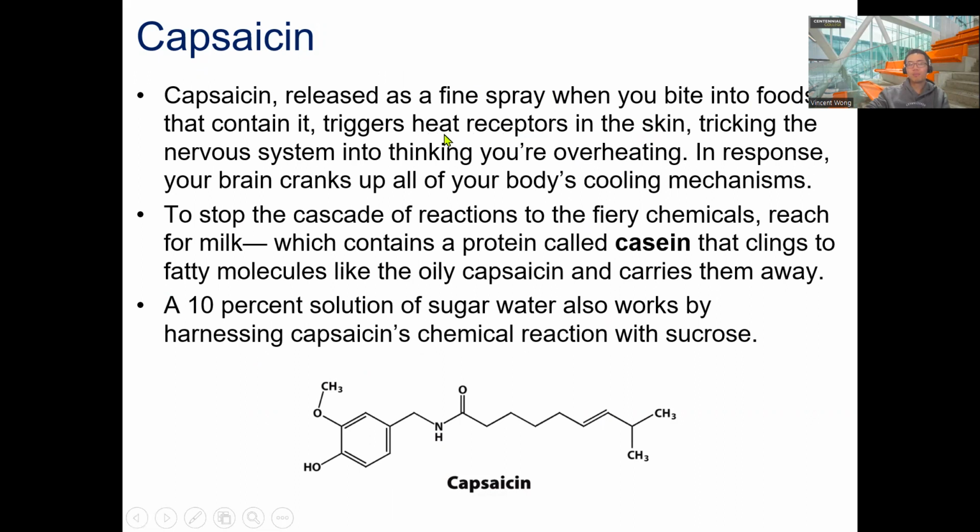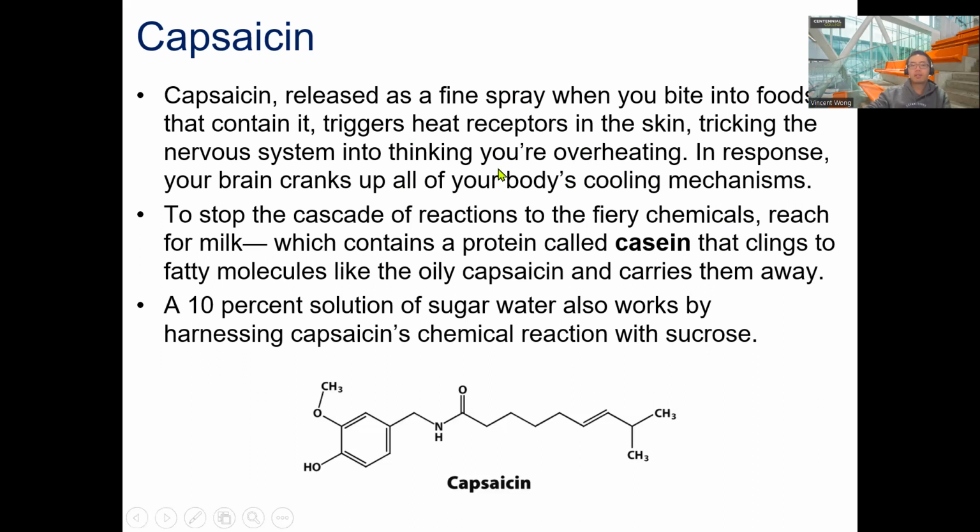Okay, so by triggering the heat receptor, it tricks your nervous system into thinking that you're actually overheating, and in response, your brain cranks up all these mechanisms to cool the body, right? That's why there is the sweating, that's why there is the tingly sensation, all these things. Your hair might stand up a little bit, right? And all that is to neutralize the feeling of getting overheated.